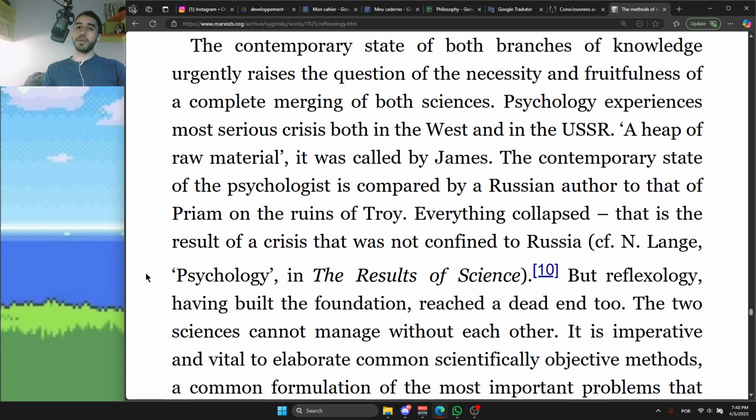The contemporary state of both branches of knowledge urgently raises the question of the necessity and fruitfulness of a complete merging of both sciences. Psychology experiences a most serious crisis both in the West and in the USSR. A heap of raw material, as James called it. The contemporary state of the psychologist is compared by a Russian author to that of Priam of the ruins of Troy. Everything collapsed. That is the result of a crisis that was not confined to Russia.